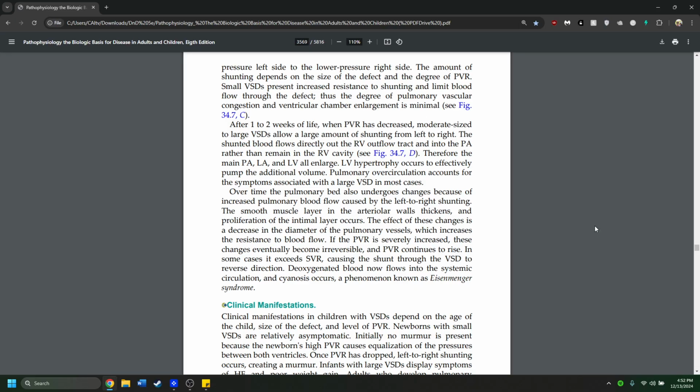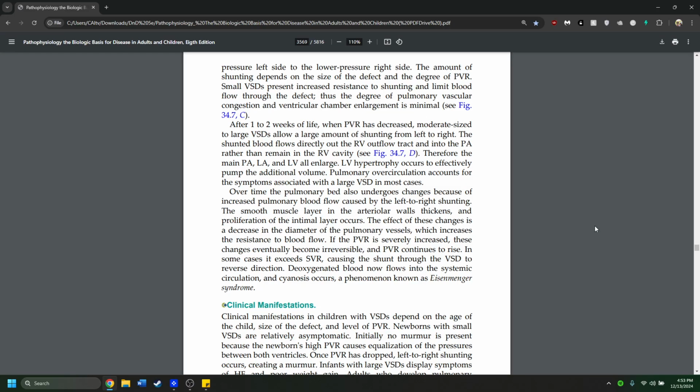Over time, the pulmonary bed also undergoes changes because of increased pulmonary blood flow caused by the left to right shunting. The smooth muscle layer in the arteriolar walls thickens, and proliferation of the intimal layer occurs. The effect of these changes is a decrease in the diameter of the pulmonary vessel, which increases the resistance to blood flow.